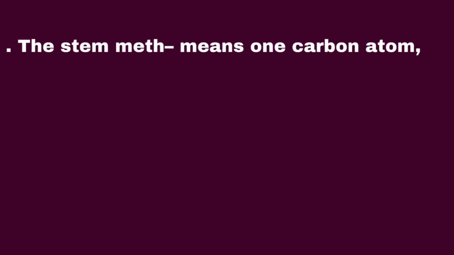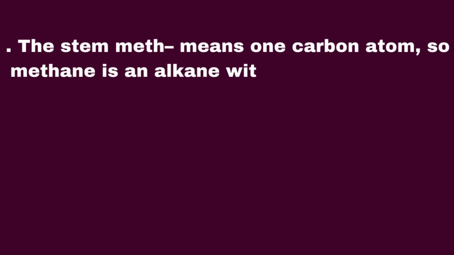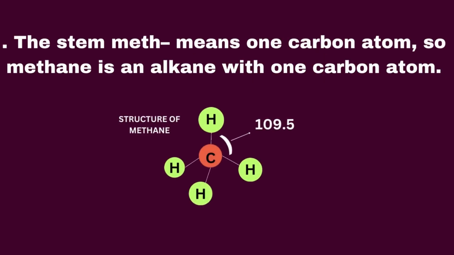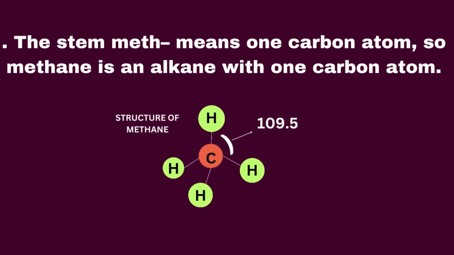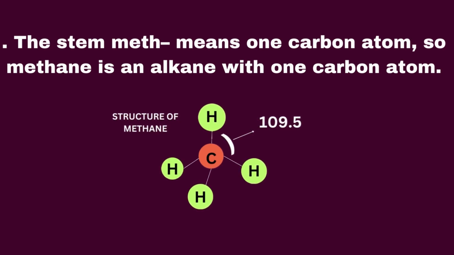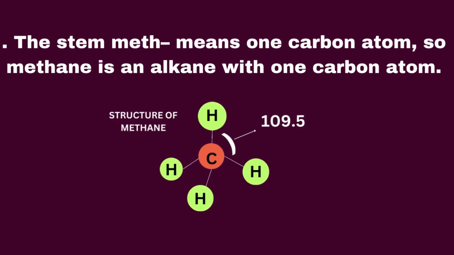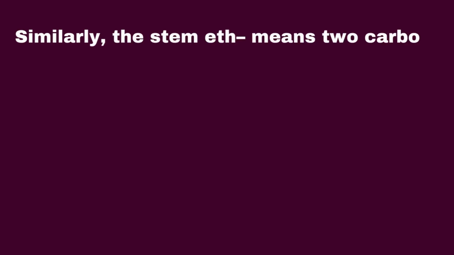Now we study that the stem meth means one carbon atom and so methane is an alkane with one carbon atom. Now we see the structure of methane, in which one carbon atom is present in the center and four hydrogen atoms are present in the corners, which are tetrahedrally arranged, and the bond angle between the two hydrogen atoms is 109.5 degrees.